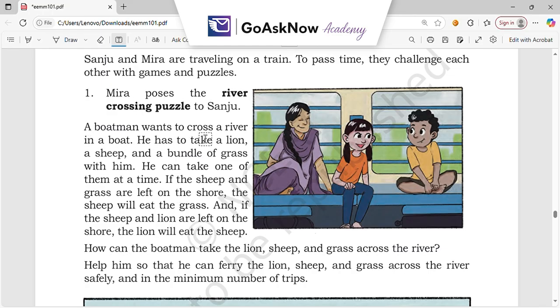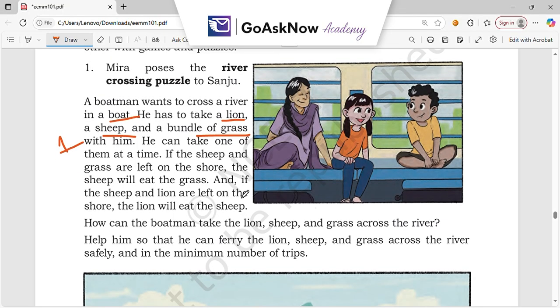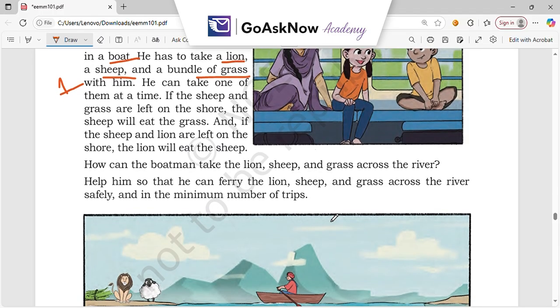A boatman wants to cross the river using a boat. He has a lion, a sheep, and a bundle of grass. He can take only one at a time. If the sheep and the grass are left on the shore, the sheep will eat the grass, and if the sheep and the lion are left on the shore, the lion will eat the sheep.